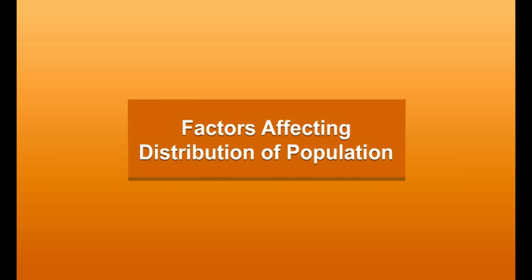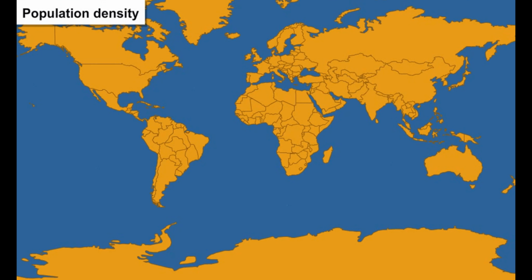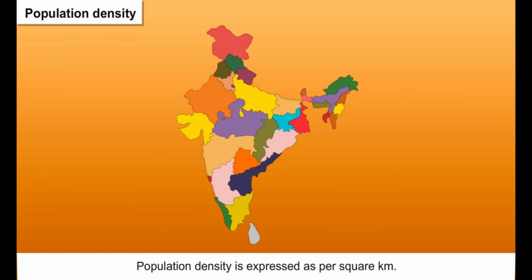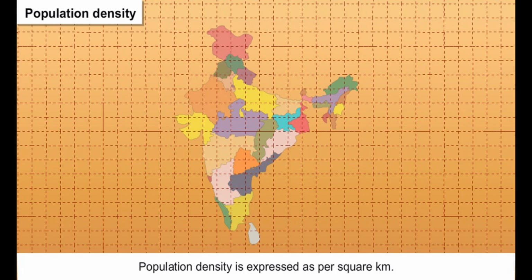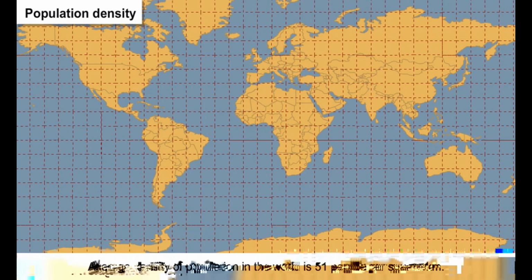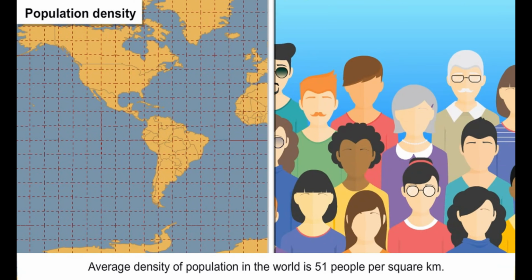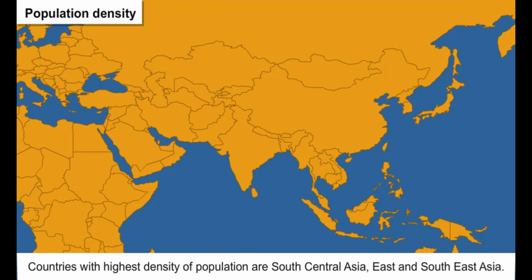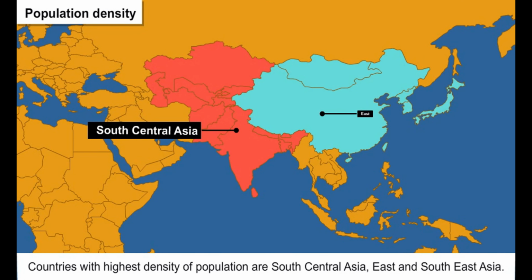Factors affecting distribution of population. Population density is defined as the number of people living in a unit area of the Earth's surface. Population density is expressed per square kilometer. The average density of population in the world is 51 people per square kilometer. Regions with the highest density of population are South Central Asia, East and Southeast Asia.